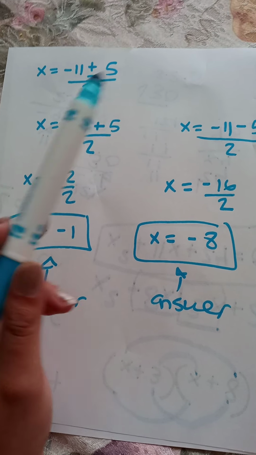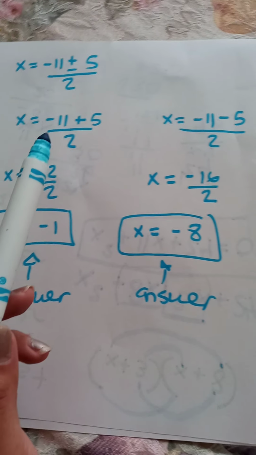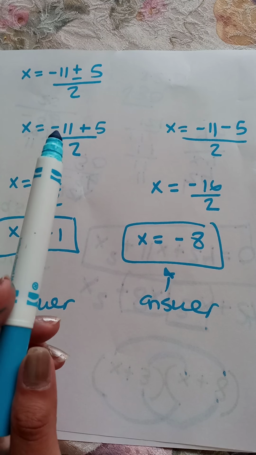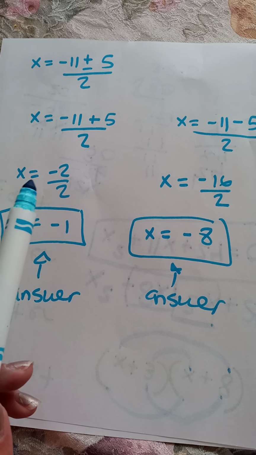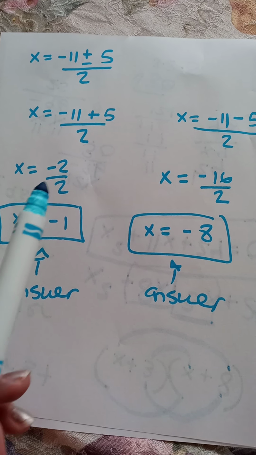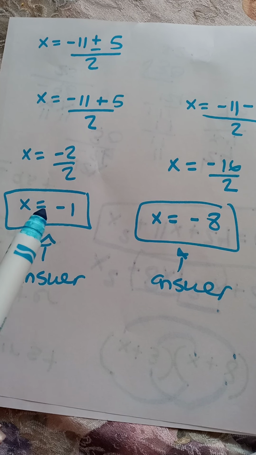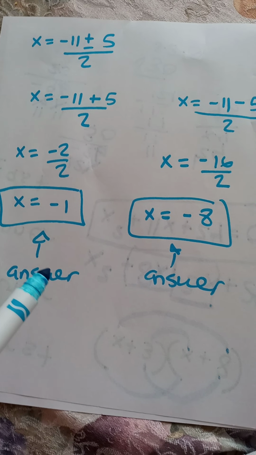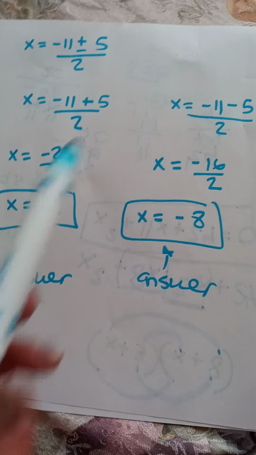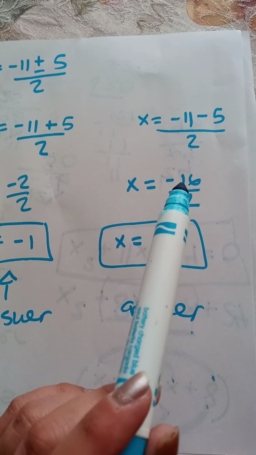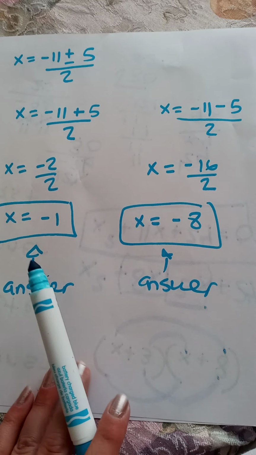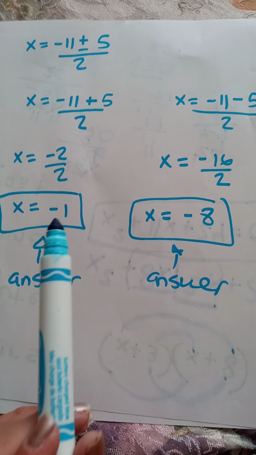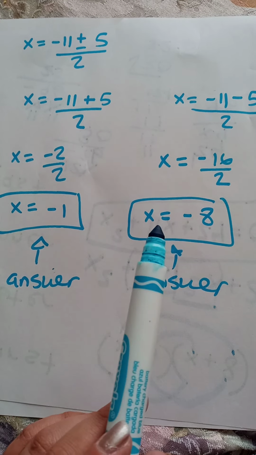Negative 11 plus or minus 5, divided by 2. Went ahead and reduced it further. x equals negative 11 plus 5 divided by 2, which I get x is equal to negative 2 over 2. Reduce that further, x is equal to negative 1 as one of my answers. Then on the other side, I did negative 11 minus 5 divided by 2. I get negative 16 divided by 2, and you get x is equal to negative 8 as your answer. So your two solutions will be x is equal to negative 1 and x is equal to negative 8.